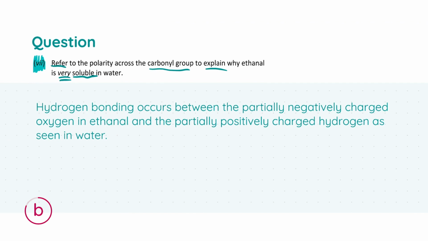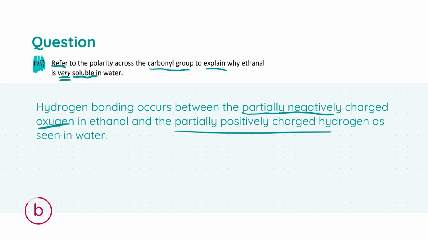So whenever I start thinking about water and solubility in water in particular, I start thinking, right, well, let's think about what's happening. Is there any hydrogen bonding? And in this case, hydrogen bonding is going to be present. And what we can see is that hydrogen bonding actually occurs between the partially negatively charged oxygen in the ethanol and the partially positive charged hydrogen as seen in the water. And what I'm going to do now is also draw a small diagram to reinforce this, but you could tackle it in a few different ways.